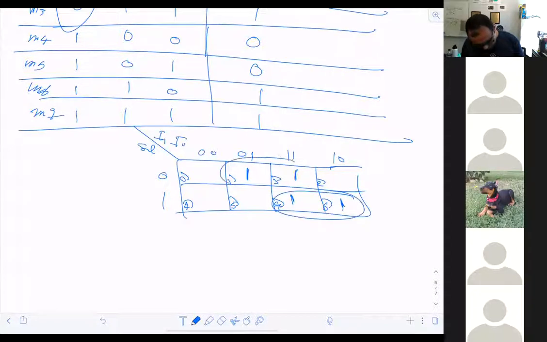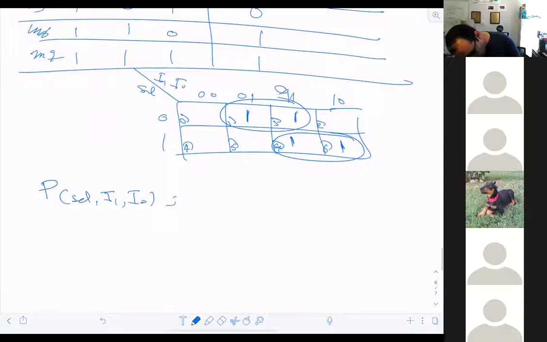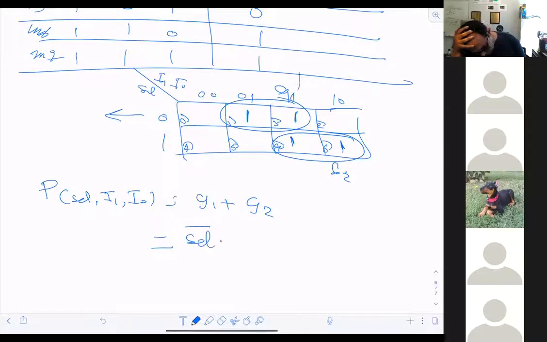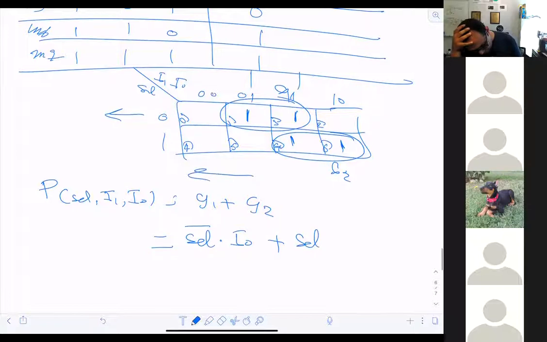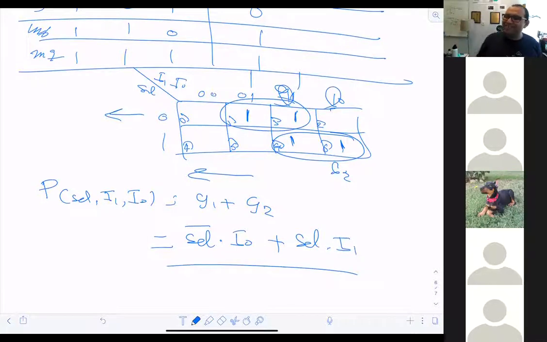So group and group. So, P as a function of select, I1, I0 is equivalent to group 1 or with group 2. So group 1 is what? It's going to be select complement ANDed with I0. And this one is going to be select. And if you go here, we're going to be what? I1. Oh, cool. What do you think? Is it cool? That's pretty cool.